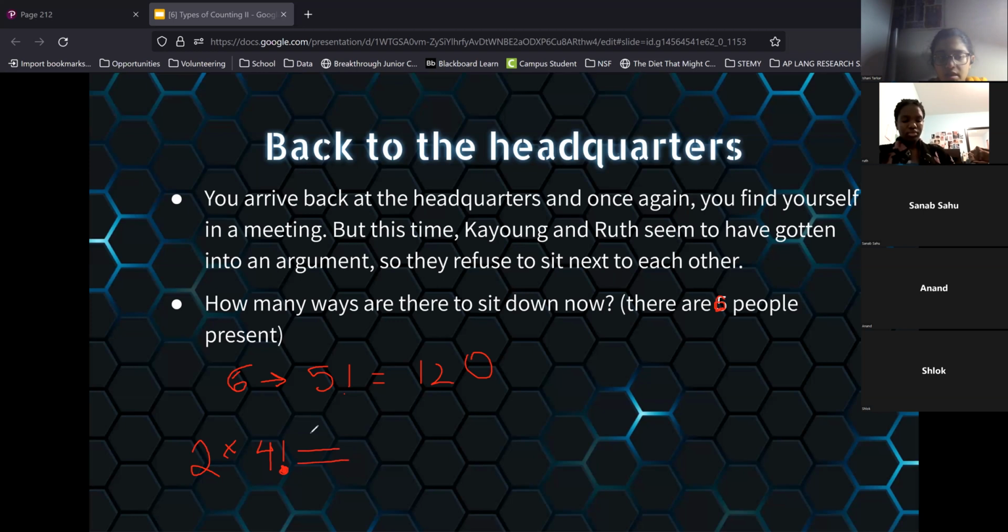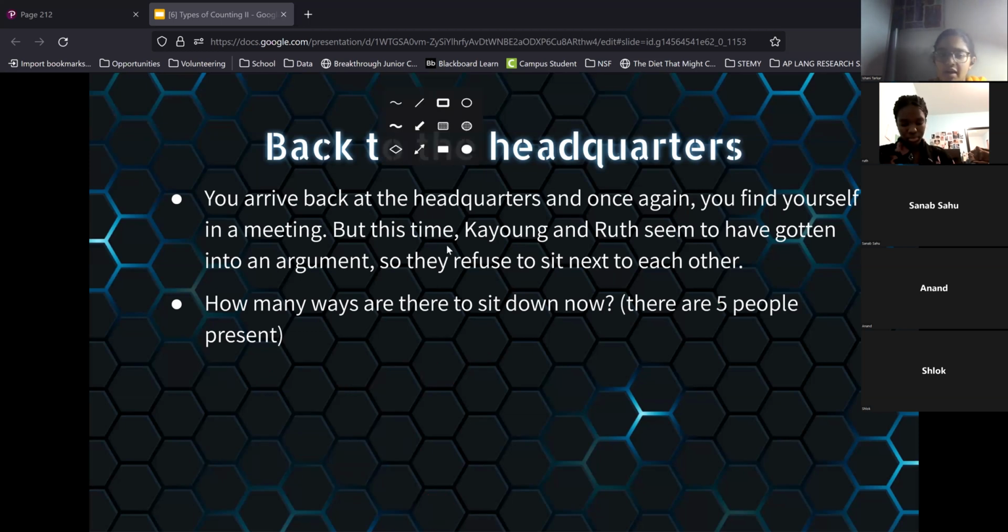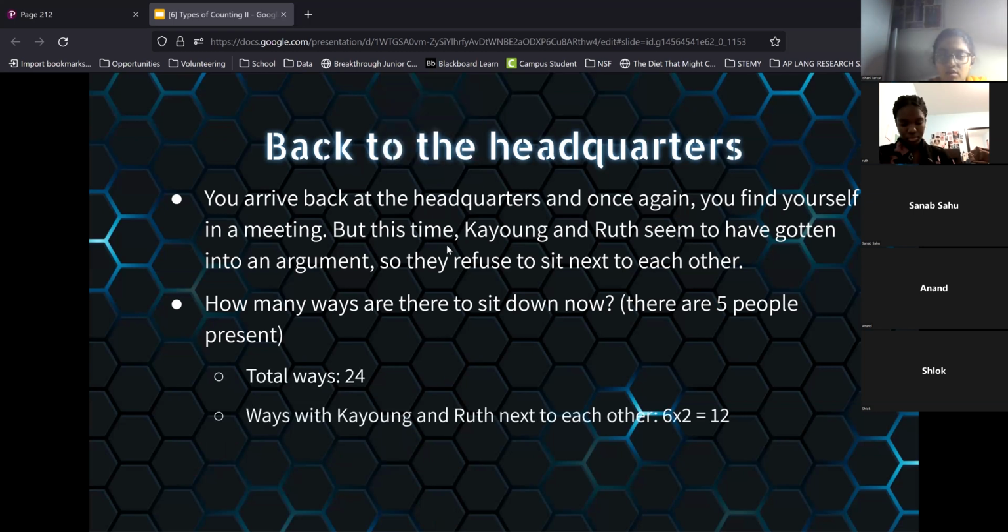And that would be equal to 4 times 3 times 2, 24, times 2, 48 ways, right? And yeah, we would do 120 minus 48, which is going to be equal to 72. So 72 would be the answer. So yeah, there would be 72 ways for 6 people to sit down. However, there are in reality only 5. So there are 24.